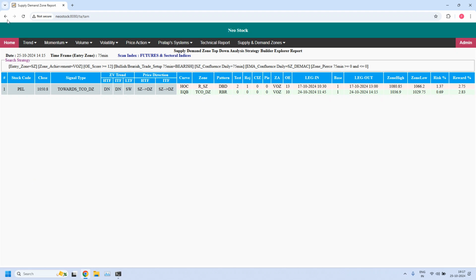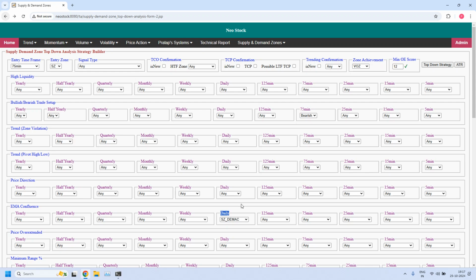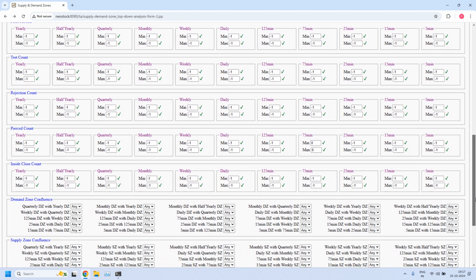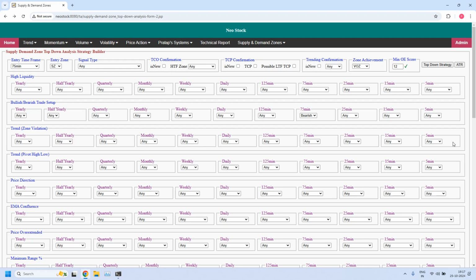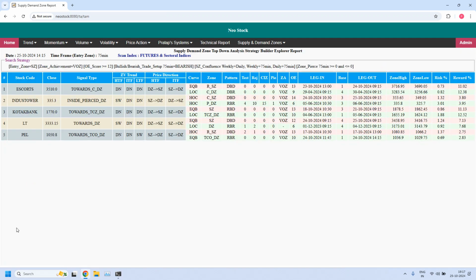Okay, next filter we will look for LTF, ITF, HTF confluence. I am removing the EMA filter. Now in the supply zone confluence, with all the 3 parameters, LTF, ITF, HTF, we need to set 3 filters. One filter is already enabled, that is 75 minute supply zone with daily supply zone. Next, 75 minute supply zone with weekly supply zone confluence, and daily supply zone with weekly supply zone confluence filters are enabled. With all the 3 filters, we got 5 stocks.